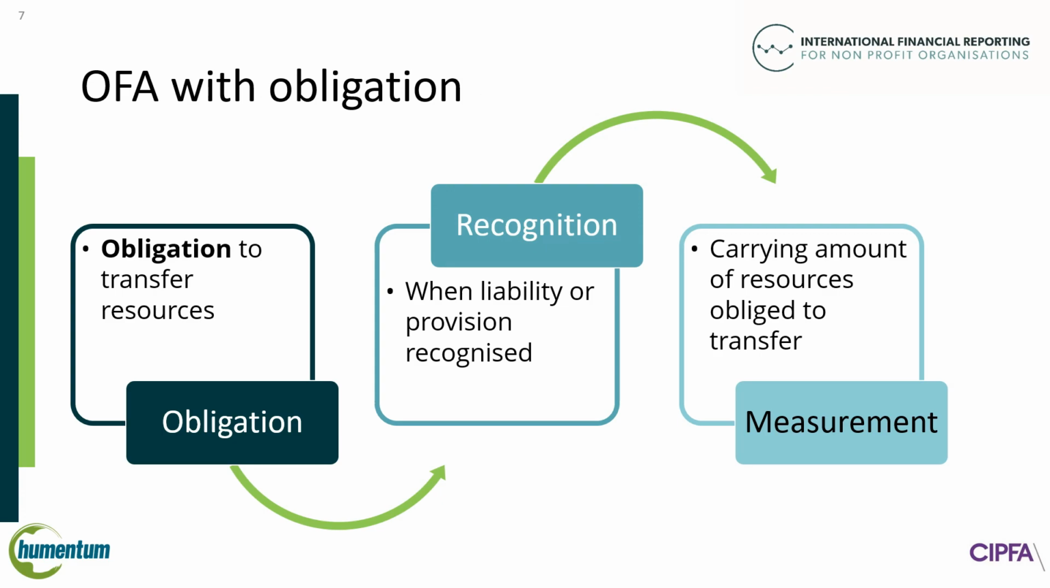Where the grant-providing NPO does have an obligation to transfer resources, but it has not yet transferred them, it will need to create a liability. Similarly, if the grant-providing NPO has a constructive obligation to transfer resources, this will require the recognition of a provision. In both cases, a grant expense is recognized at the same time as the liability or provision. The grant expense and liability or provision are measured at the amount that the grant-providing NPO is obliged to transfer to the grant recipient. The grant-providing NPO will settle its liability or provision by transferring the resources.